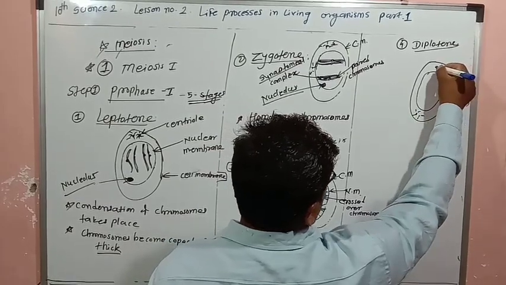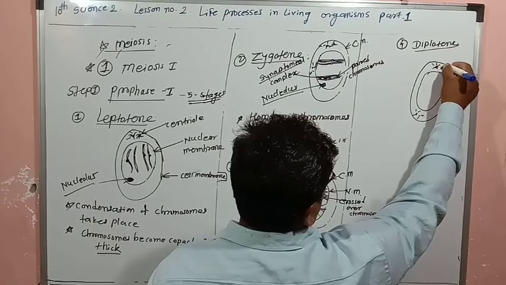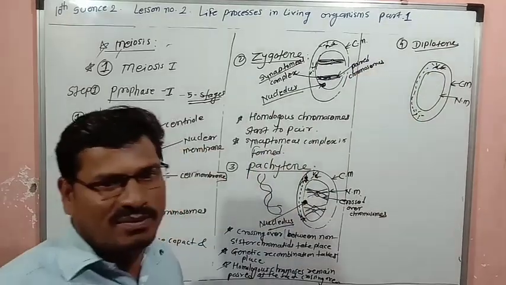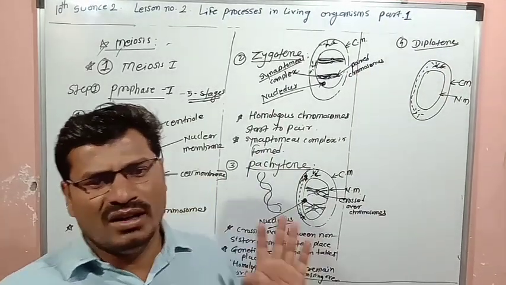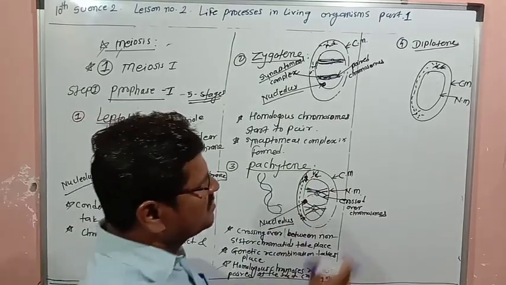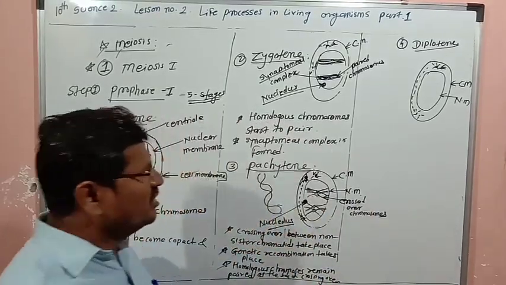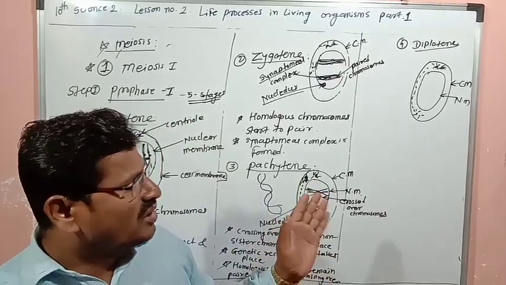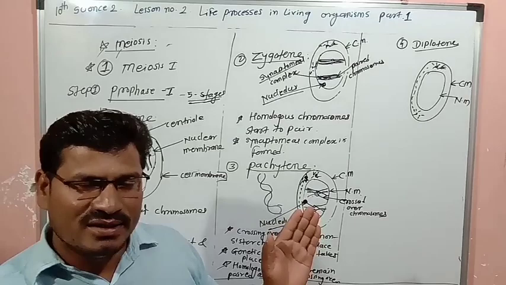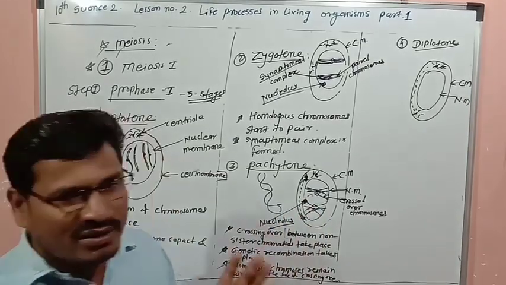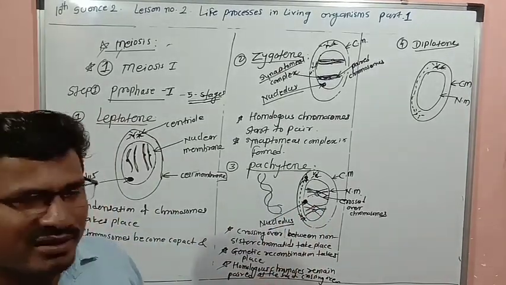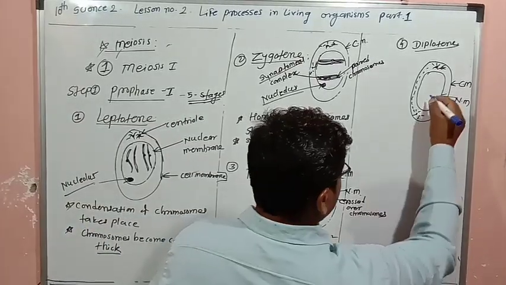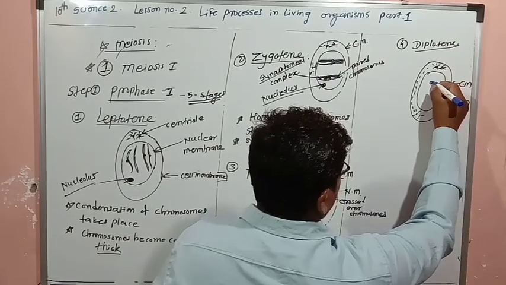another centriole will be here. So centrioles will reach the opposite poles, and a spindle fiber is there between them. Another thing, in diplotene, these crossover chromosomes will get separated. In diplotene, crossover chromosomes will get separated, and they will remain in the crossover, but where? At the site of pairing only. So you can show like this.